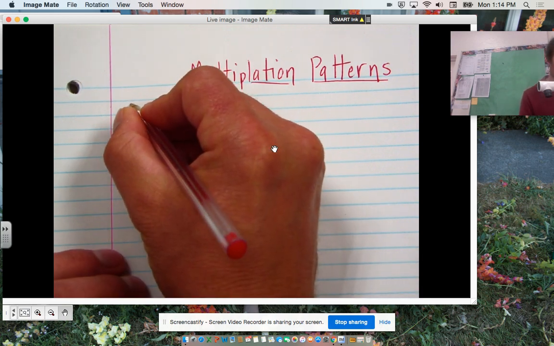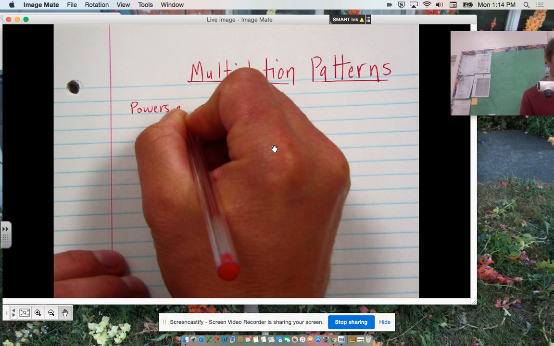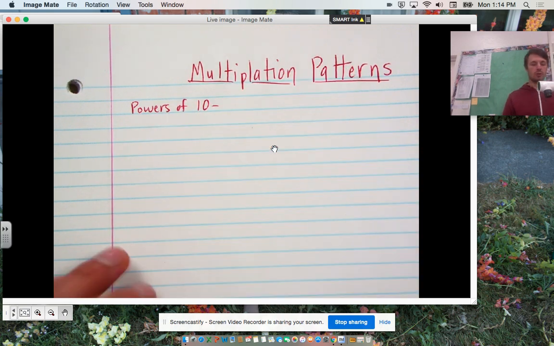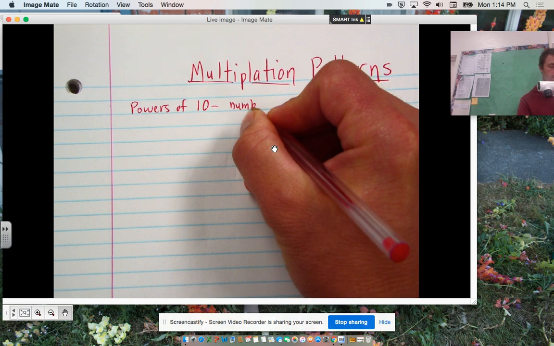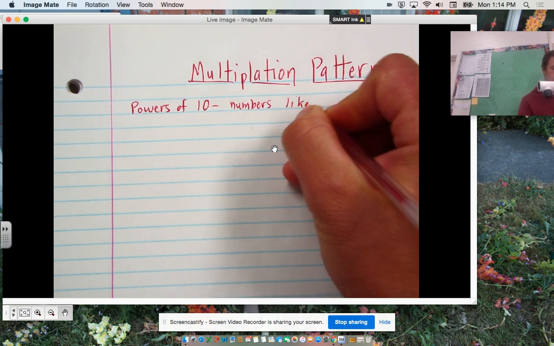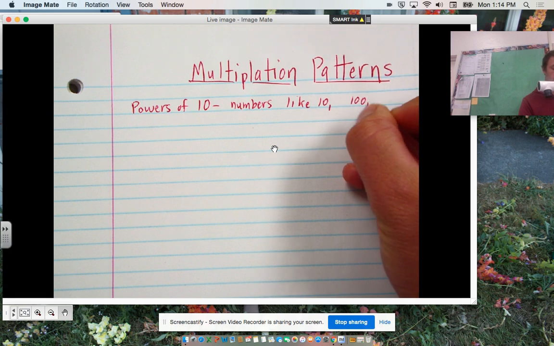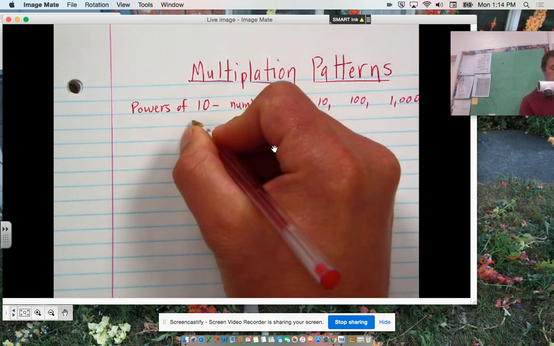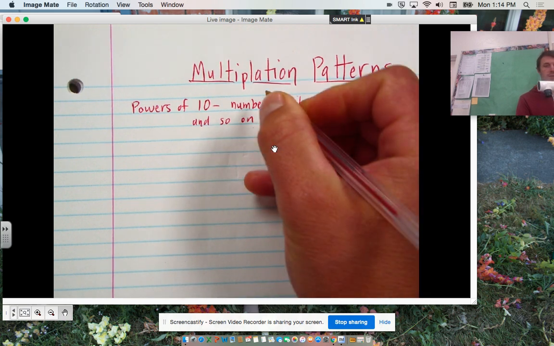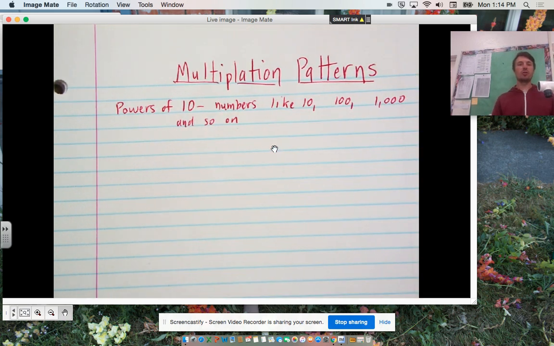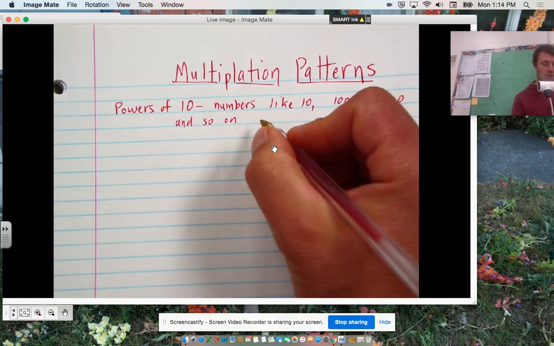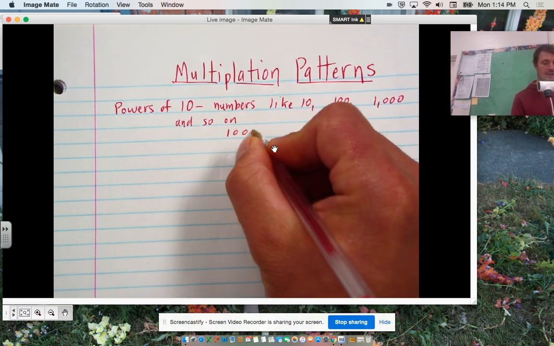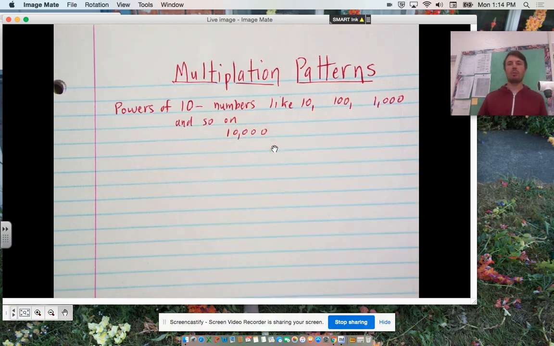One of your vocab words for this chapter is powers of 10. Powers of 10 are numbers like 10, 100, and 1000, and so on. Now, why do I say and so on? Because it's not just those three numbers. It's any number that starts with a 1 and then has zeros. So 10,000 would be a power of 10 too. But also 100,000, a million, 10 million, 100 million, and so on. Any number that starts with a 1 and ends in zeros is a power of 10.